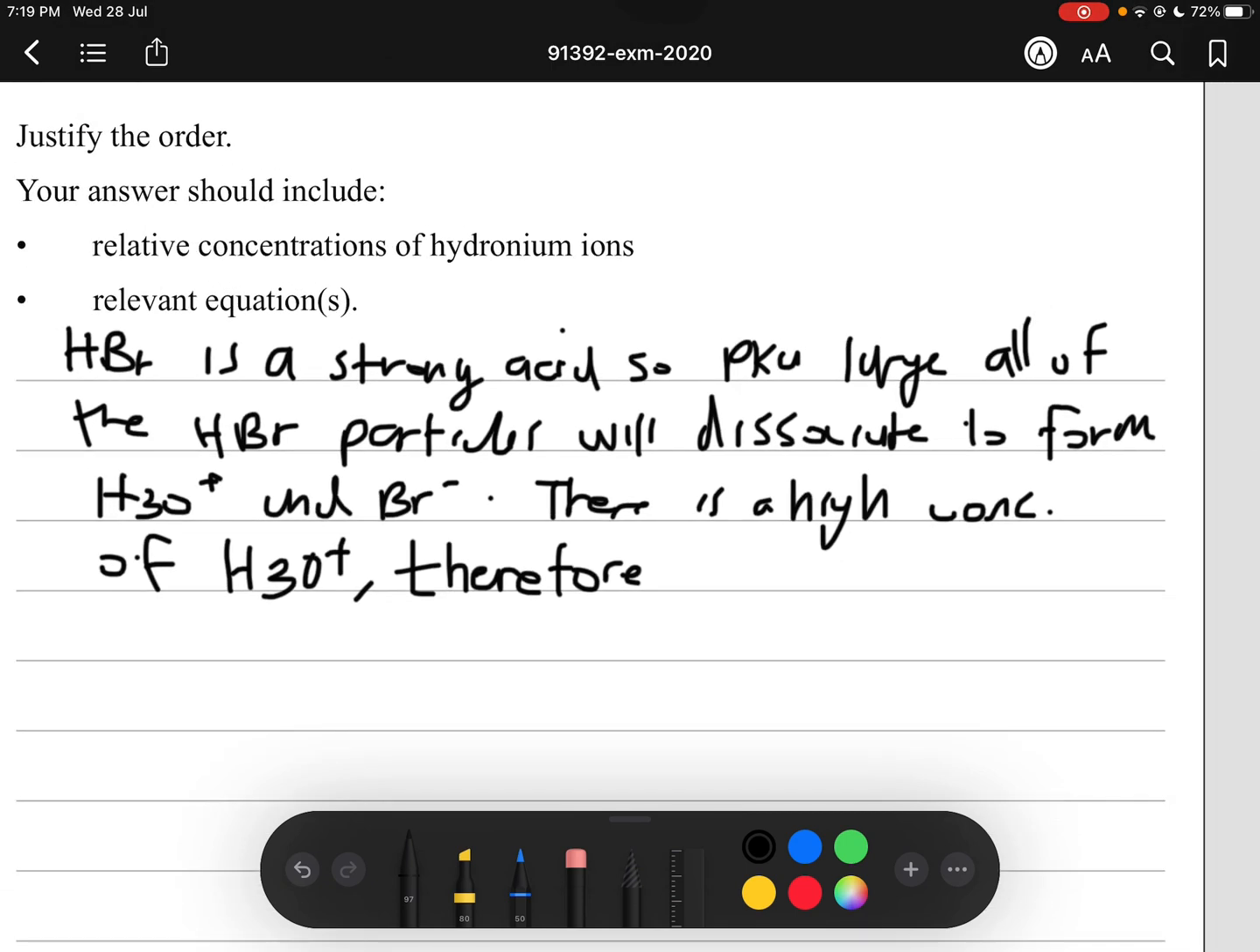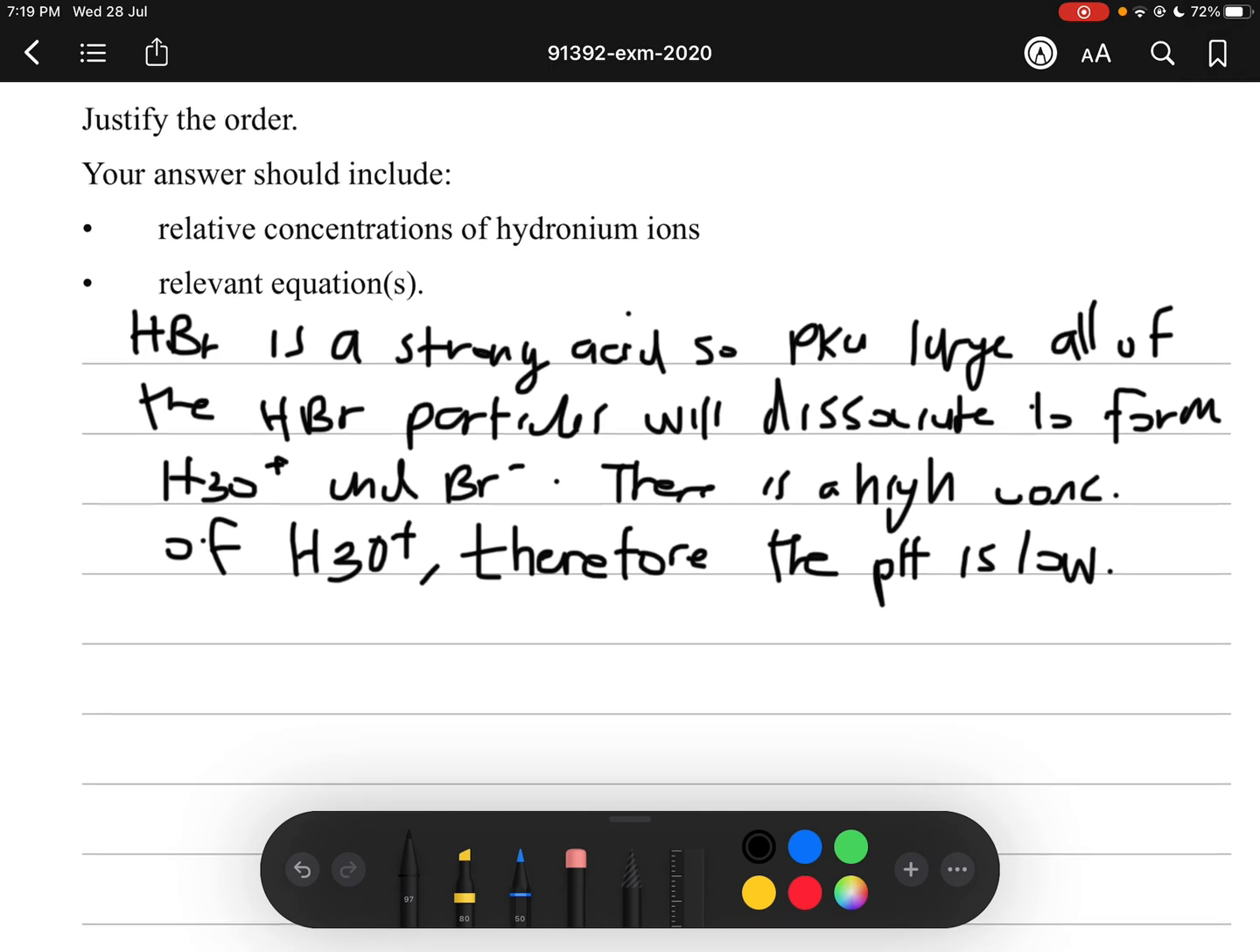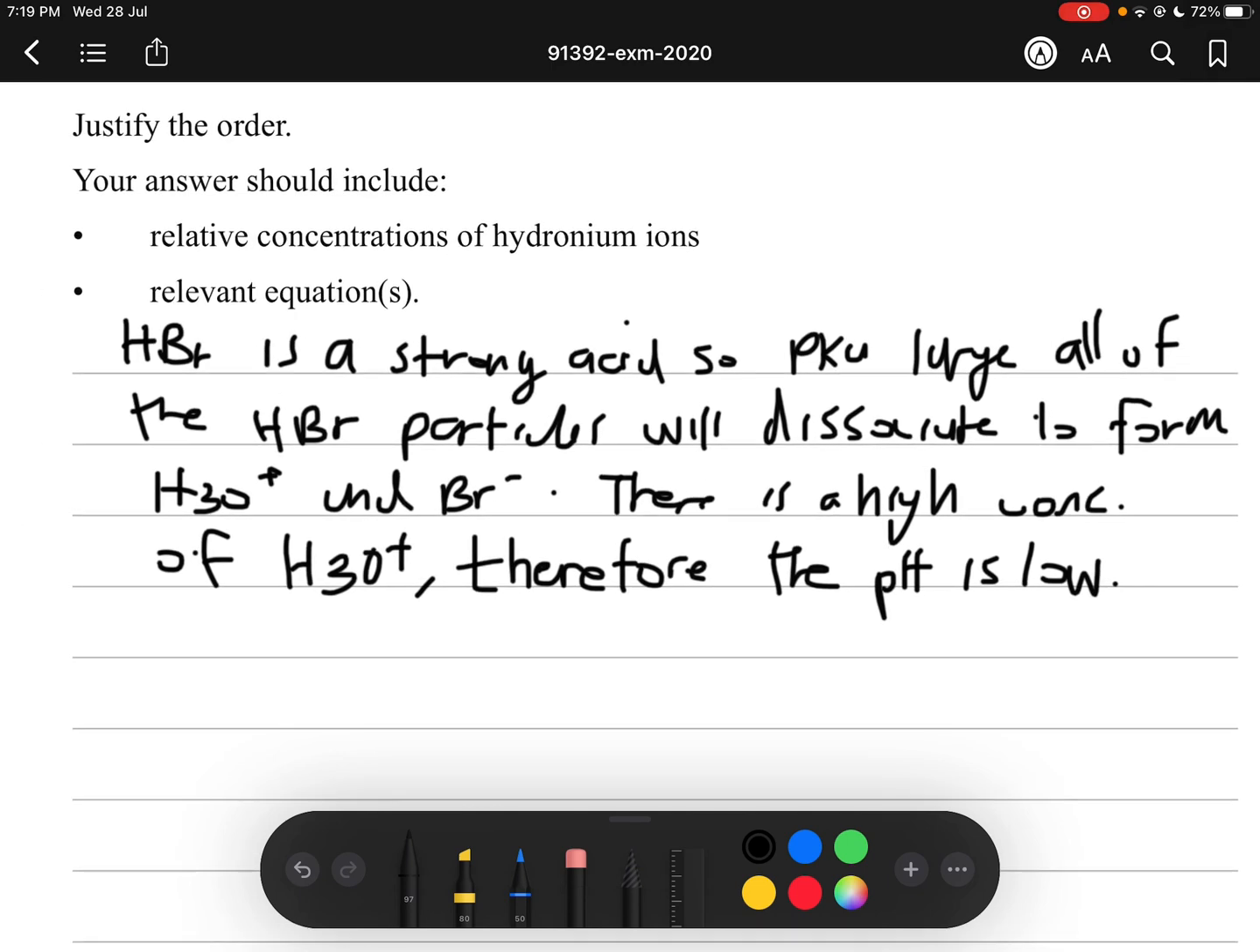But okay, so back to the question. Because there's a high concentration of hydronium ions, the pH is going to be low. The pH is low. Okay, so in terms of the equation, we can just write the full dissociation of HBr in water. So that's our equation, since it's a full dissociation, because HBr is a strong acid.